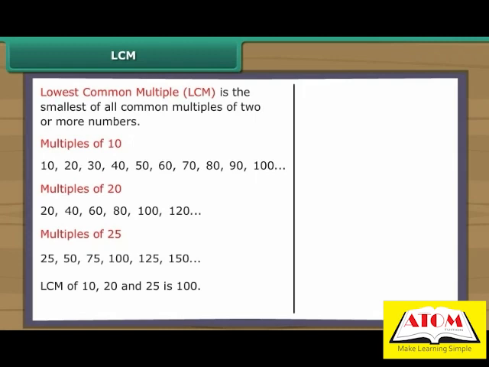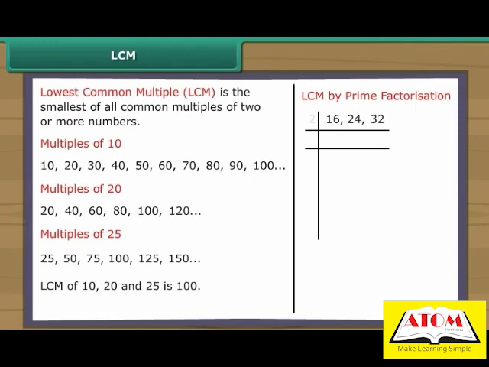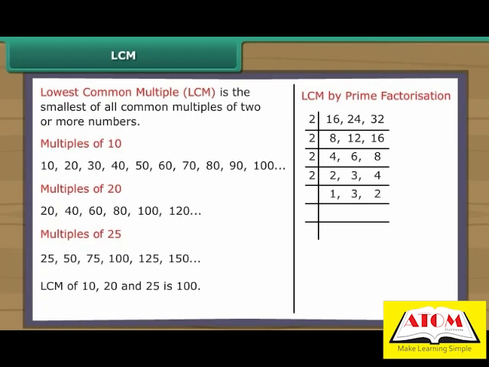An easier method for computing LCM is the prime factorization method. Let us use the method to calculate the LCM of 16, 24 and 32. Prime factorization method involves dividing the three numbers by prime factors till the quotient is 1. Let us start with the smallest prime factor that divides at least one of the three numbers. 2 is the smallest prime number that divides 16, 24 and 32.